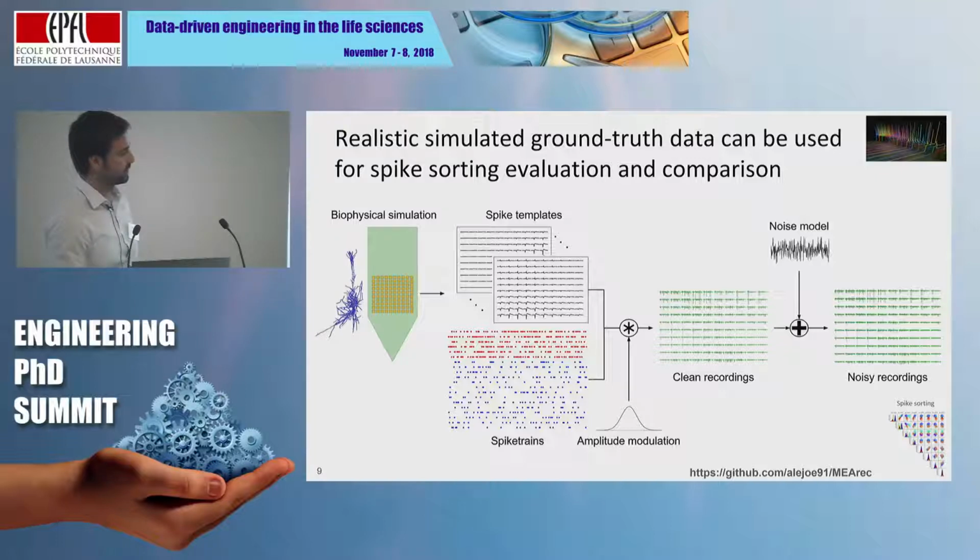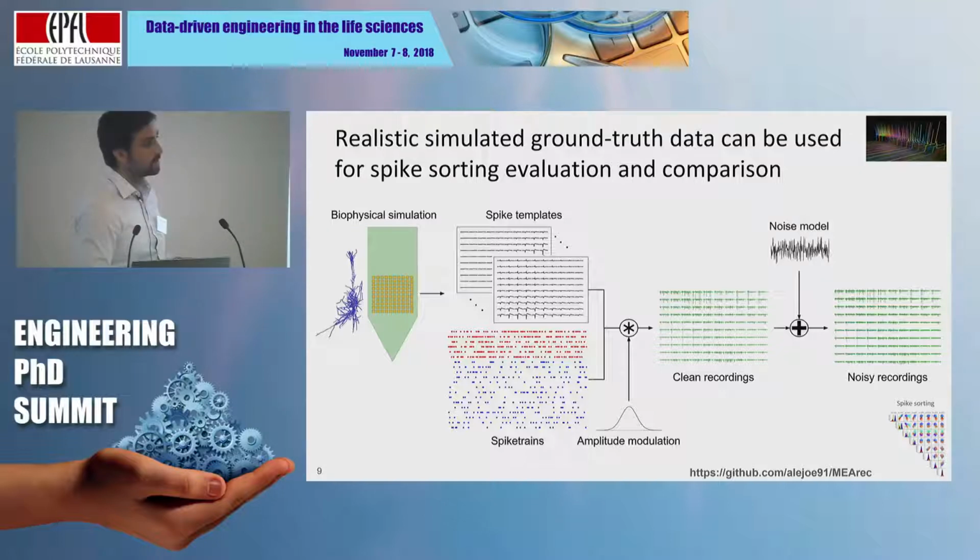And here we can also apply some amplitude modulation, which could also include some physiology information. For example, we could modulate the amplitude based on the bursting index of the spike trains. And then we can also add a noise model which can resemble the noise that we measure in experiments. So the noise can be, for example, correlated with the distance between the electrodes or fully extracted from experimental recordings.